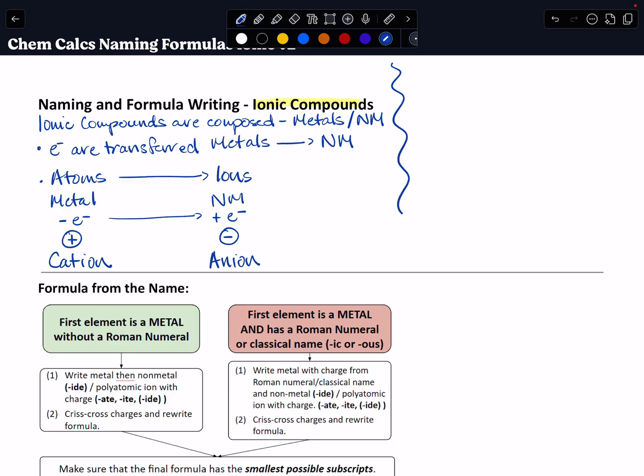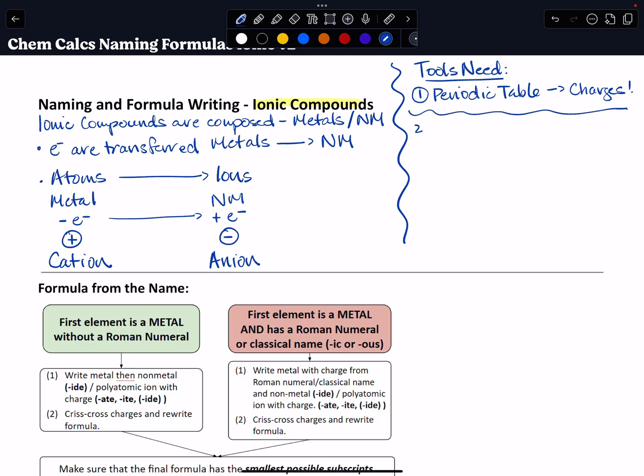All right. So when we're ready to name, there are a couple tools that you need. So tools needed for this process. All right. The first thing you always need is a periodic table. All right. We're going to talk about the elements in just a second, but the periodic table, you need it for the charges for those metals and non-metals. All right. So always make sure you have a periodic table handy.